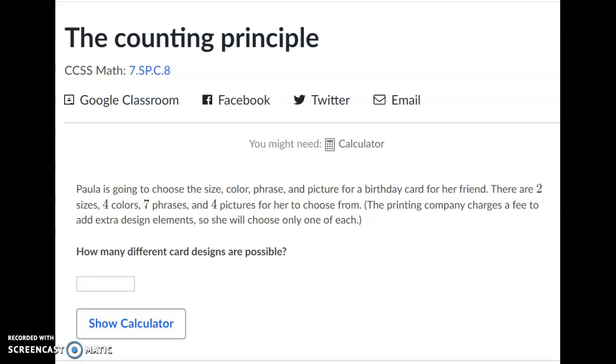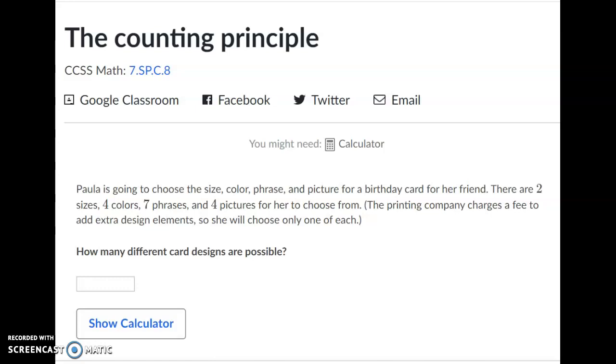The other problems we're doing this week involve the counting principle. So Paula is going to choose the size, color, phrase, and picture for a birthday card for her friend. There are 2 sizes, 4 colors, 7 phrases, and 4 pictures for her to choose from. So there are 2 different options that she can choose for sizes. Once she's chosen a size, there are 4 different colors she can choose from. So already we have 2 times 4 or 8 possibilities.